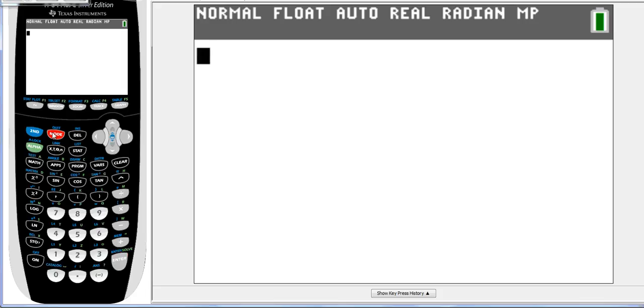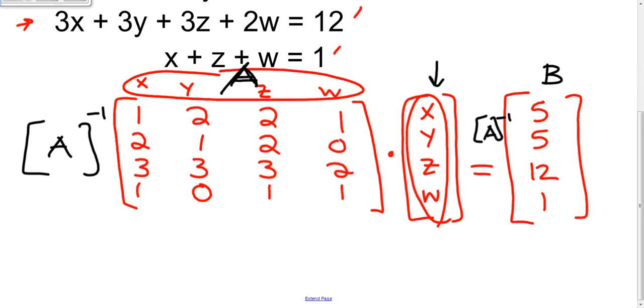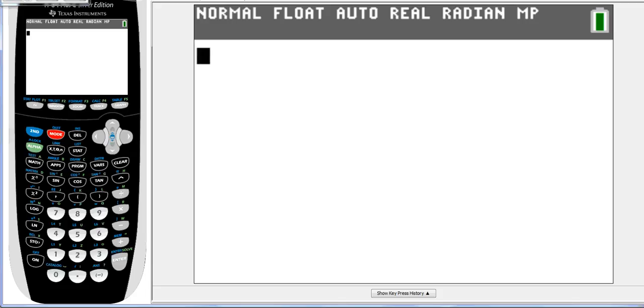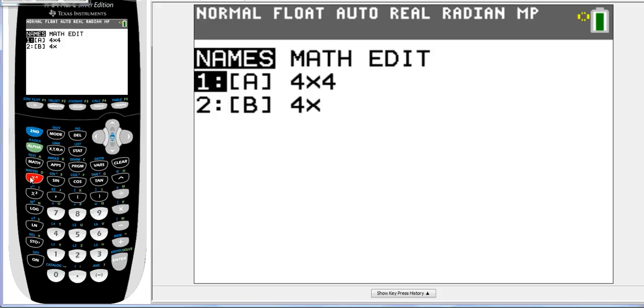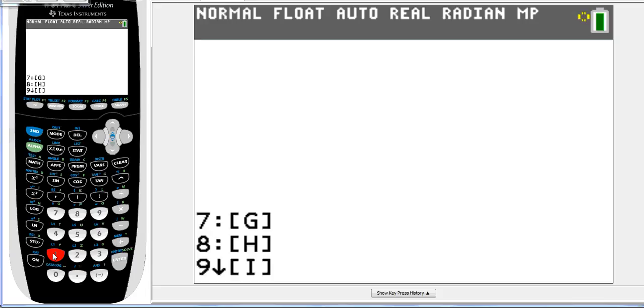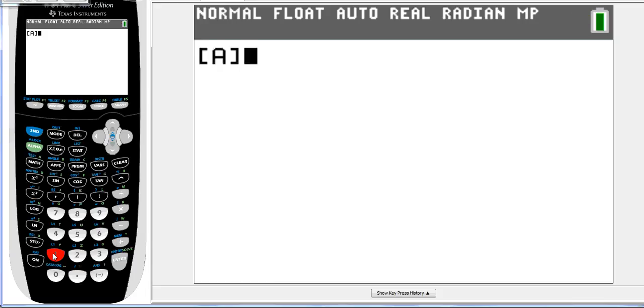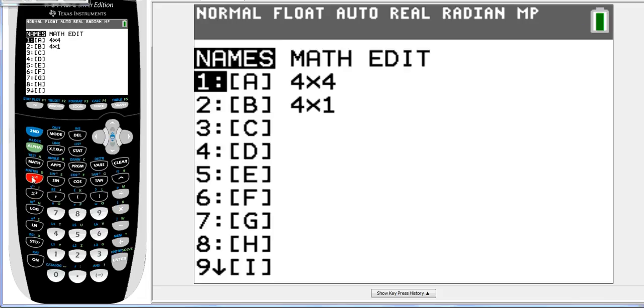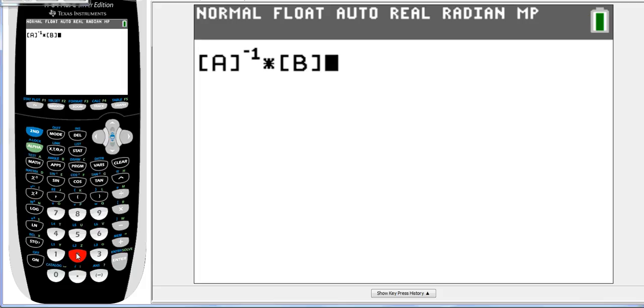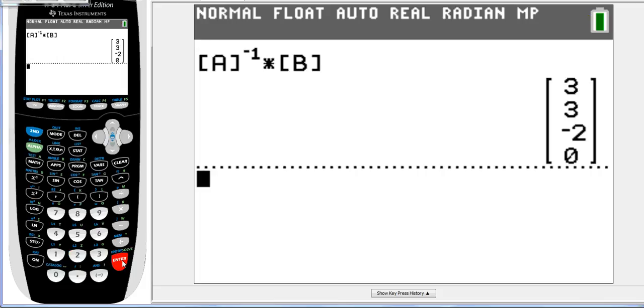Remember, what you're going to do is take the inverse of A times matrix B. So I'm on the main screen of my calculator. I'm going to take the inverse of A. I want to tell my calculator I want matrix A. Then I want to take the inverse, which is the x negative 1 button, and I want to multiply that by matrix B. Hit enter. It gives me an answer.